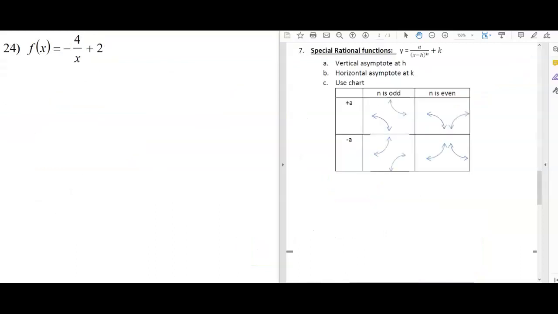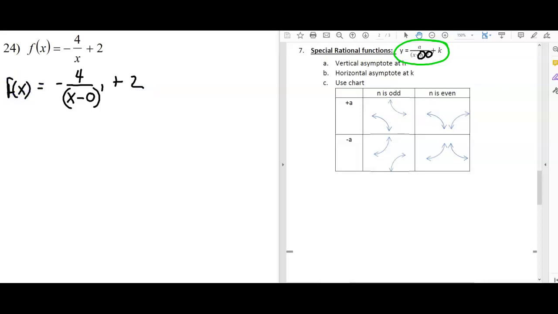So for number 24, this is what I'm going to call a special rational function. This is also rational, but it's just of a special kind that has this form to it, which is what this one is. Matter of fact, I might want to start by putting in some missing numbers. I'm noticing that there's no N or H there, so I'm going to rewrite it so it looks a little bit more familiar. If there's no H, you can assume that it's 0, and if there's no N, you can assume that it's 1. There's that.